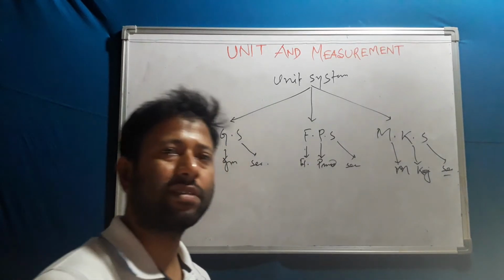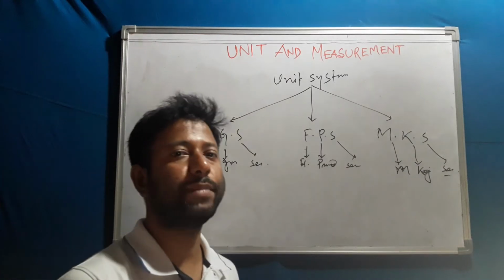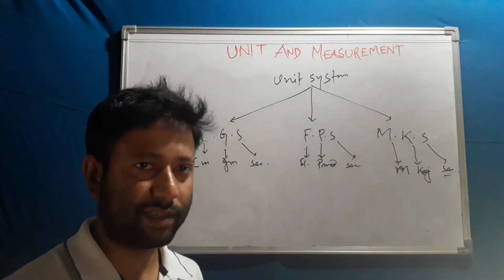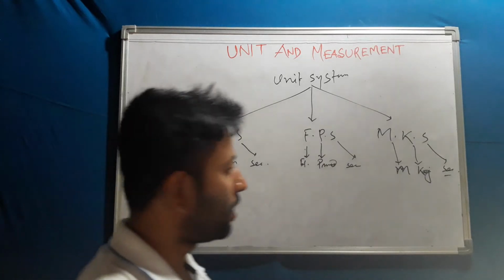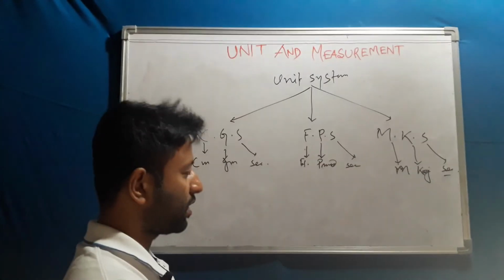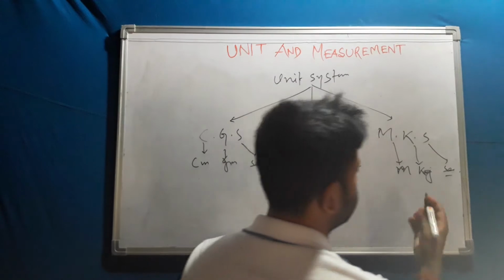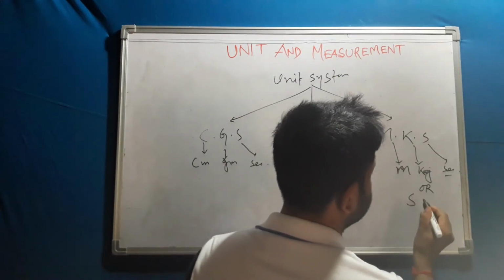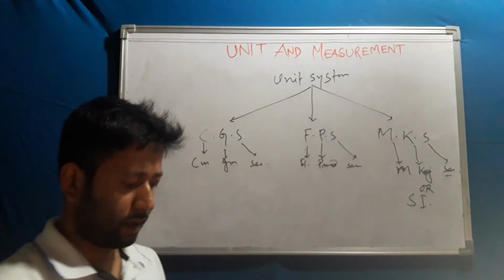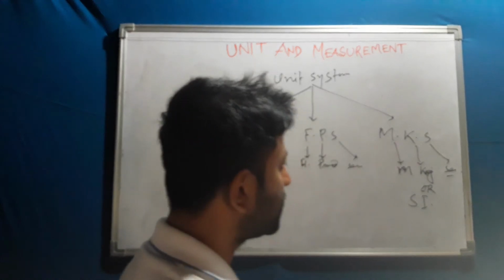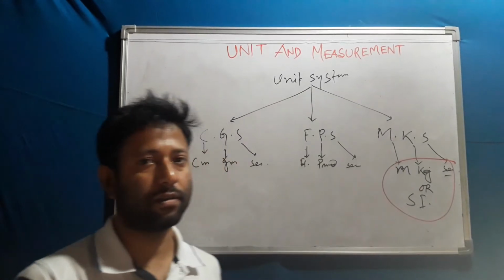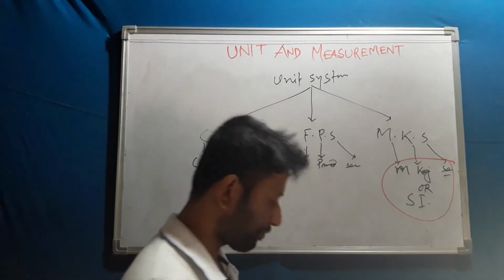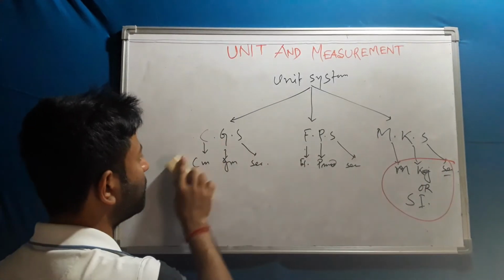I think all these things are very basic. You have all been studying these things since class 6, but they are still in the syllabus. I'm telling you one thing: this MKS system is also known as the SI system. And this MKS system is internationally acceptable. That means in the world, this MKS system is accepted by all of the countries and all of the measurement systems. Okay, now I'm proceeding further.